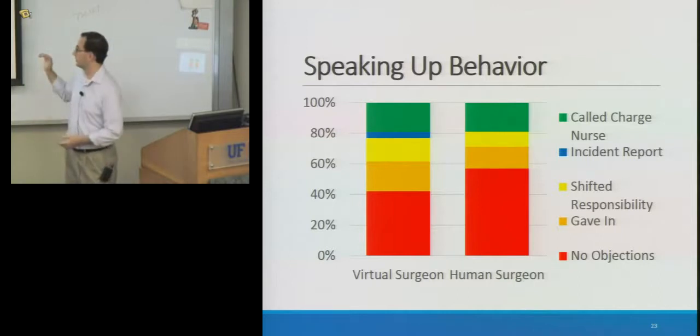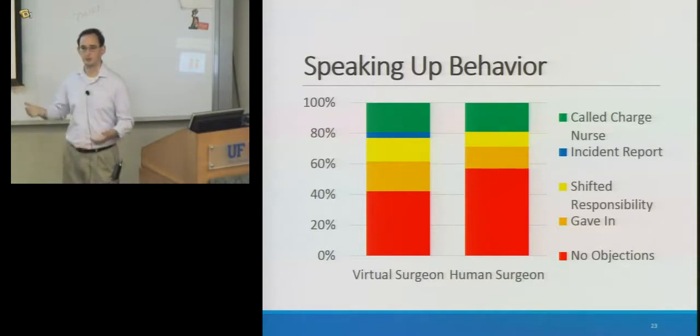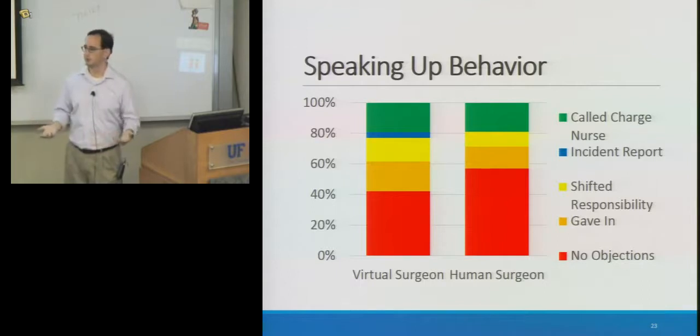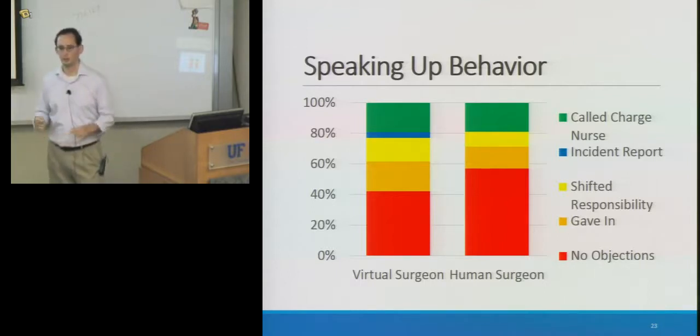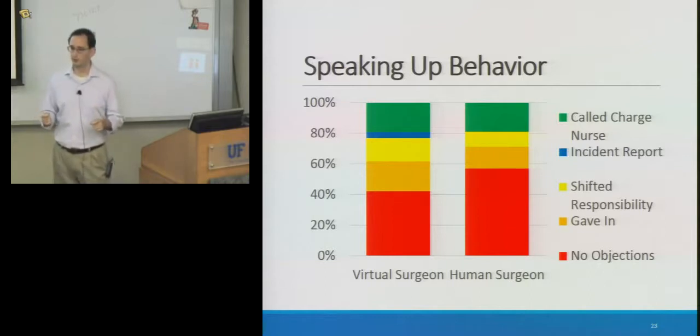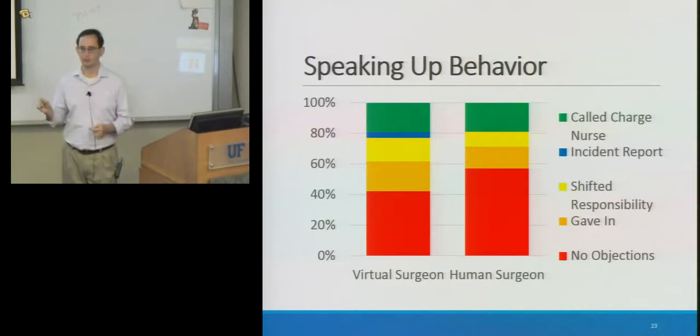We did see slightly more people offer no objections to the human surgeon than the virtual surgeon, but there aren't any statistically significant differences between these conditions. On the whole, it seems like whether the surgeon is real or virtual has very little influence on what people actually decide to do.